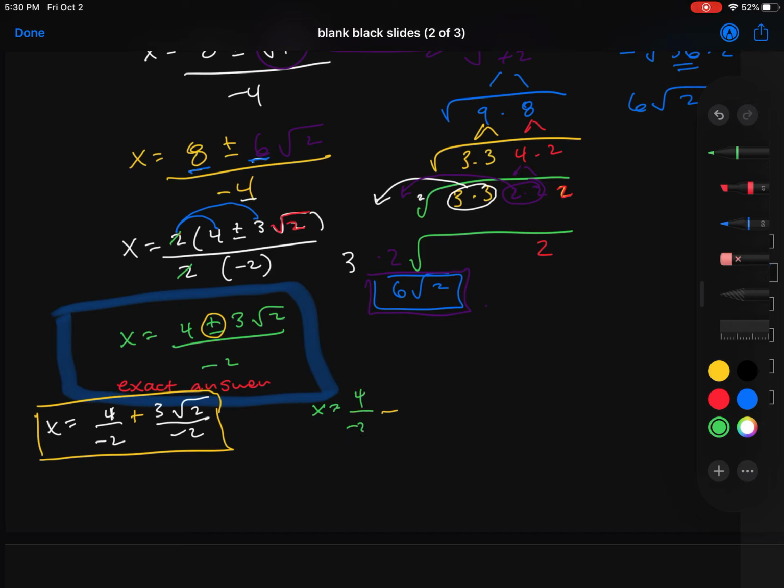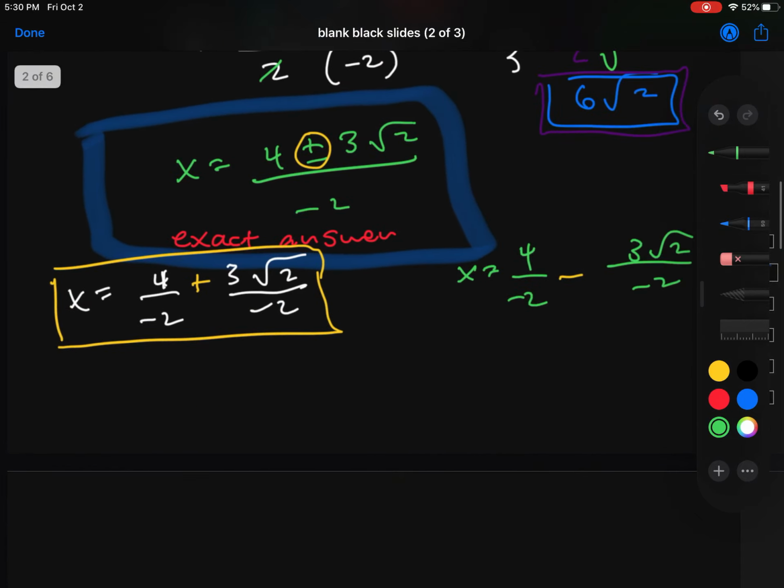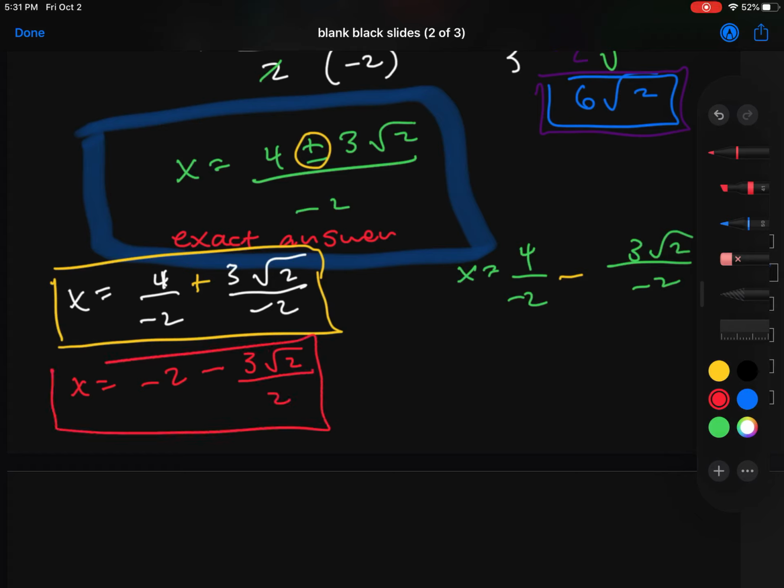4 divided by negative 2 minus 3 radical 2 over negative 2. Okay, here's the textbook's answer. They wanted to show that you have negative 2, because 4 divided by negative 2 is negative 2, plus, okay, now this gets a little bit tricky. I need to, this is positive 3 divided by negative 2. This gives me actually negative 3 radical 2 over 2. Okay, so this is one of their answers. I'll call it answer 1.